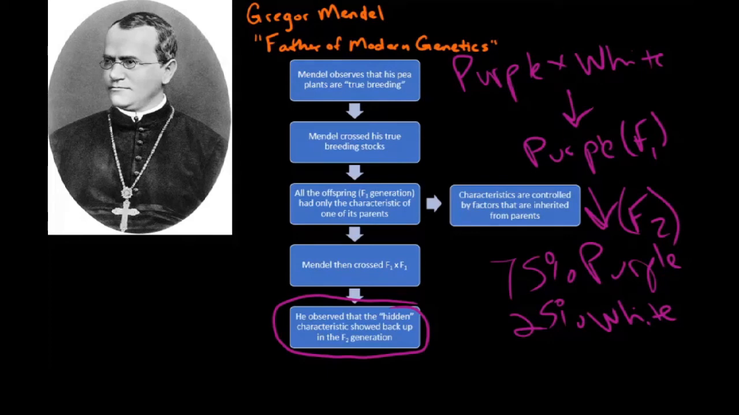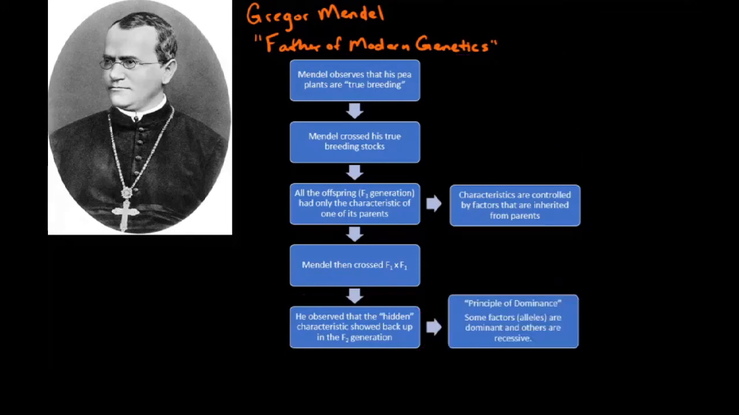So he says, okay, why is that? And this observation here laid the groundwork for one of his final conclusions, and he says, okay, we're going to call this the principle of dominance, and he just concludes, there are some factors. Nowadays, we call these alleles. That's an important word there, alleles. These are different variations, different versions of a single gene. And he called them factors, but he says there's some that are dominant and others that are recessive. In other words, some can hide others and the others get hidden.